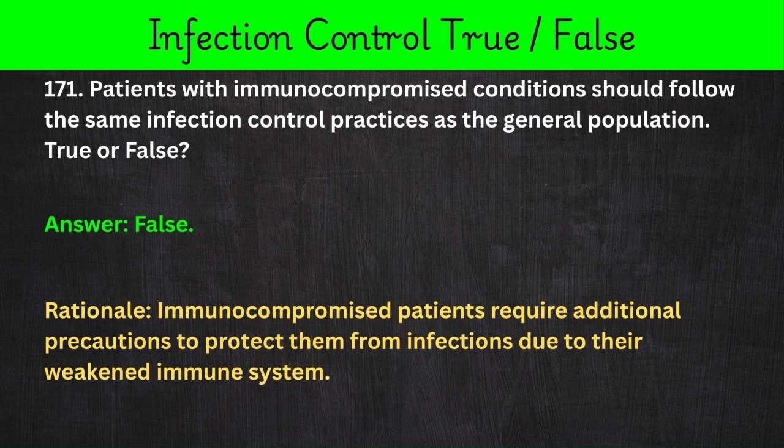171. Patients with immunocompromised conditions should follow the same infection control practices as the general population. True or false? Answer: false. Rationale: immunocompromised patients require additional precautions to protect them from infections due to their weakened immune system.